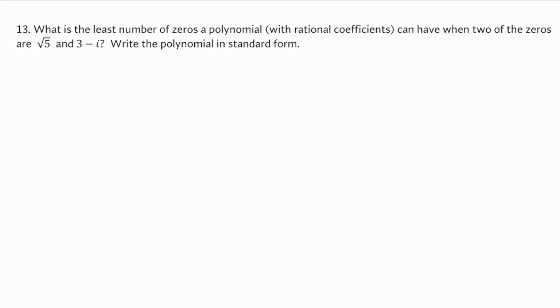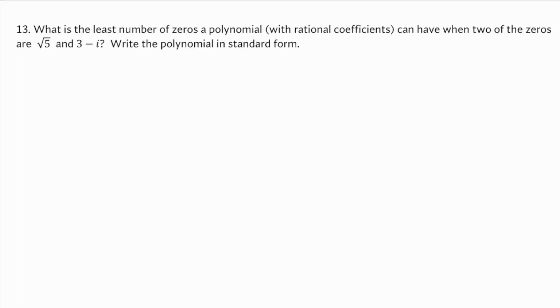All right, numbers 5 through 12 again are Descartes rule of signs problems, so I'm going to skip those and record those in a separate video. So I'm moving on to number 13 now. So what is the least number of zeros a polynomial with rational coefficients can have when 2 of them are root 5 and 3 minus i? Write the polynomial in standard form.